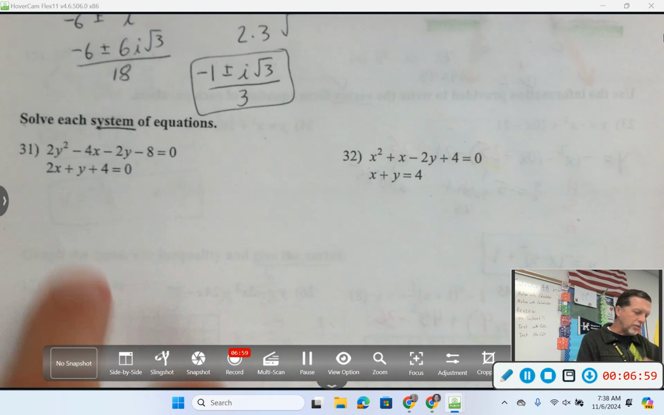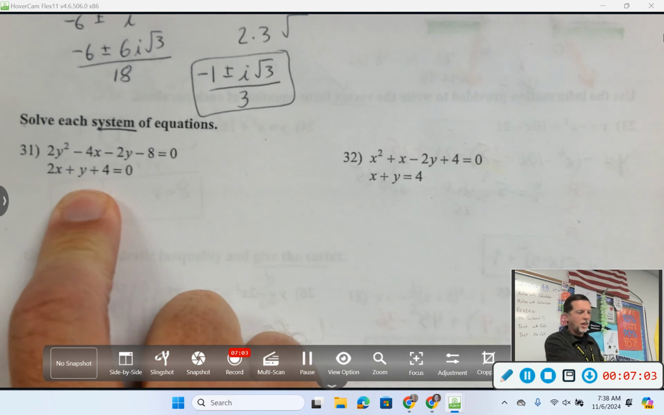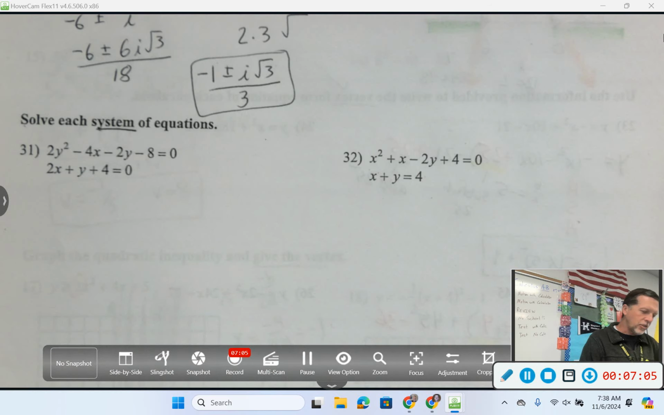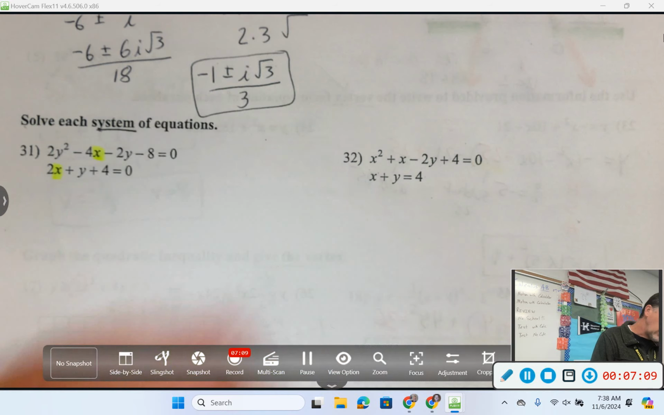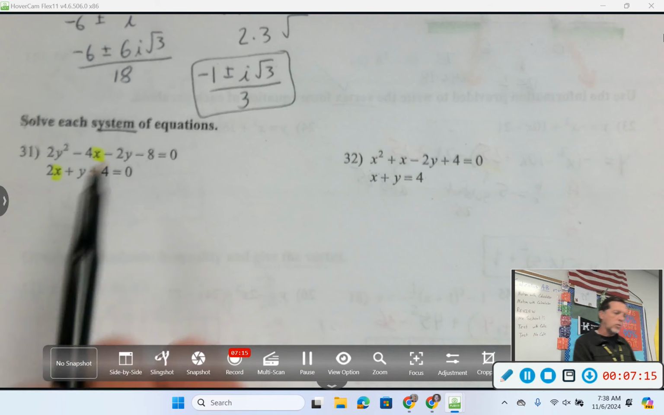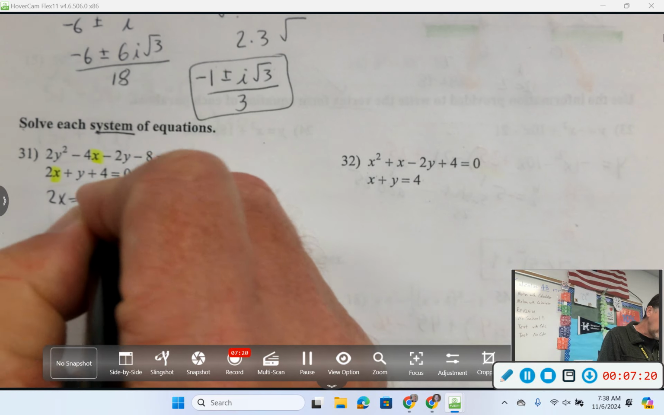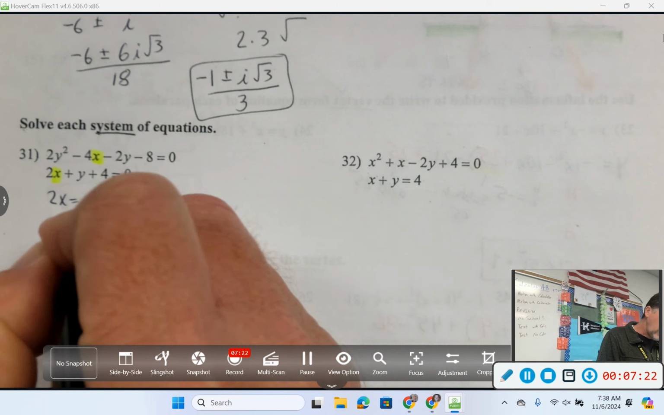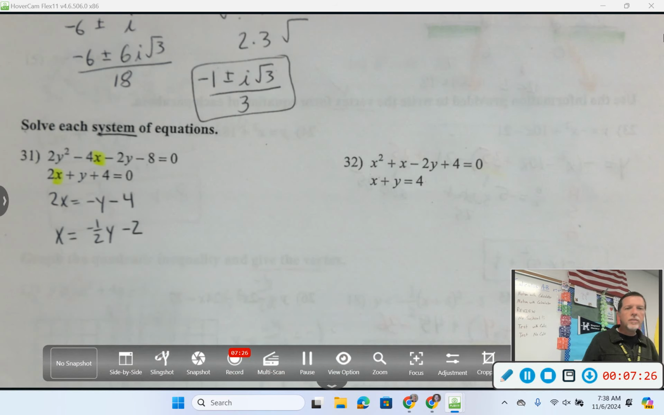Yeah, you're right. Y would be easier to solve for just looking at the second equation, but looking at the first equation, x would be a better choice. So, either would work, but x would be the far better choice because I don't have to square it when I plug it in. So 2x equals negative y minus 4. x equals negative 1/2 y minus 2, when I divide everybody by 2.